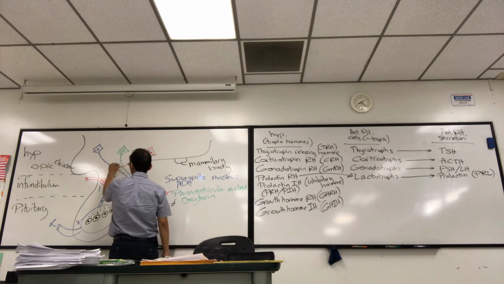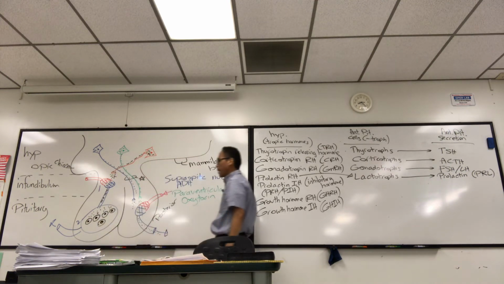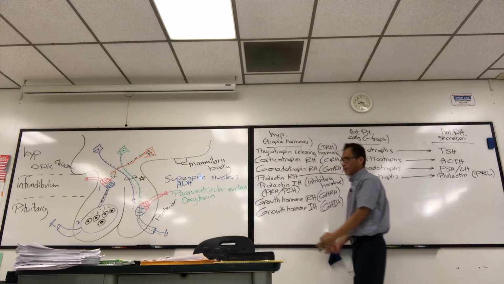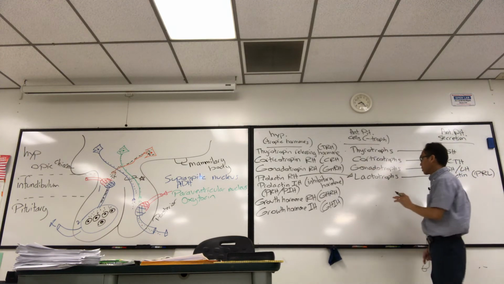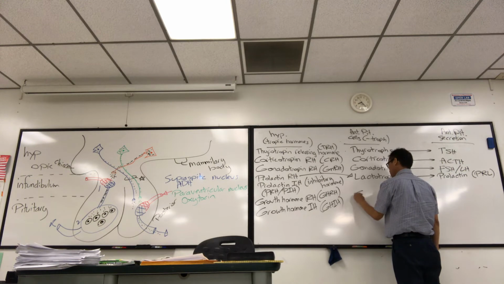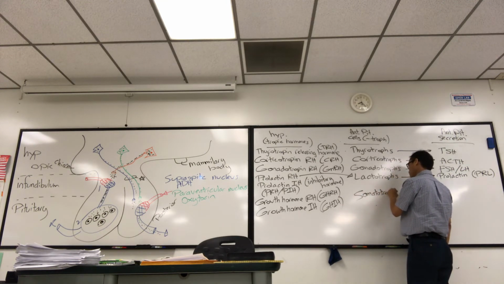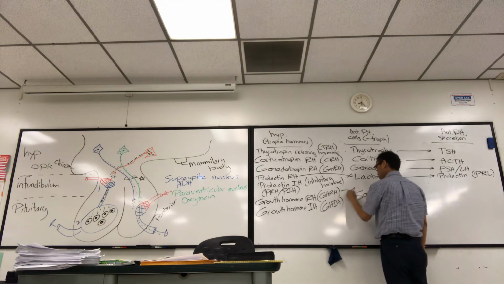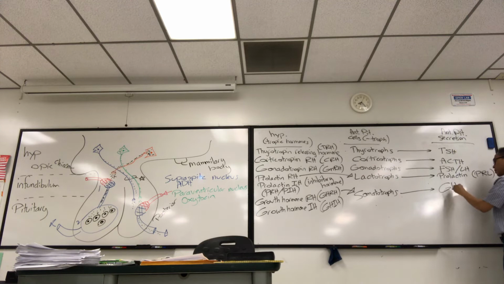Whether it's GHRH or GHIH, I'll draw another cell. There are cells called somatotrophs. The anterior pituitary is about 50% somatotrophs. It's the most secreted. When GHRH stimulates it, you get the release of growth hormone, GH.